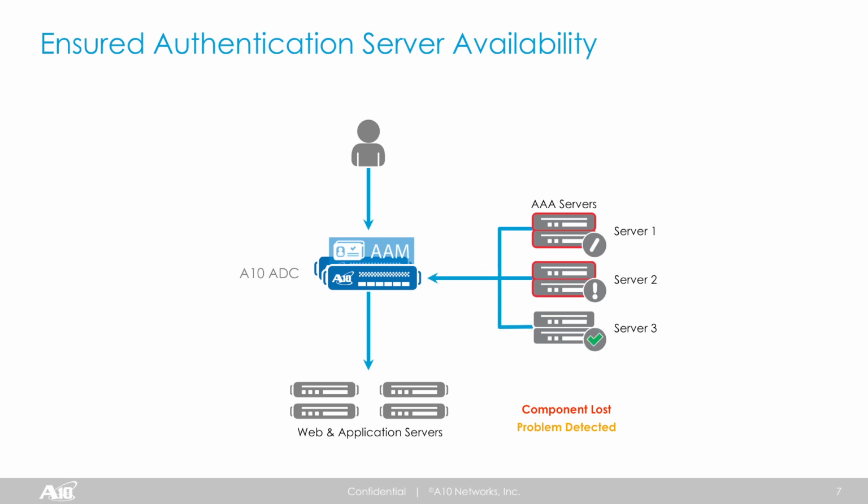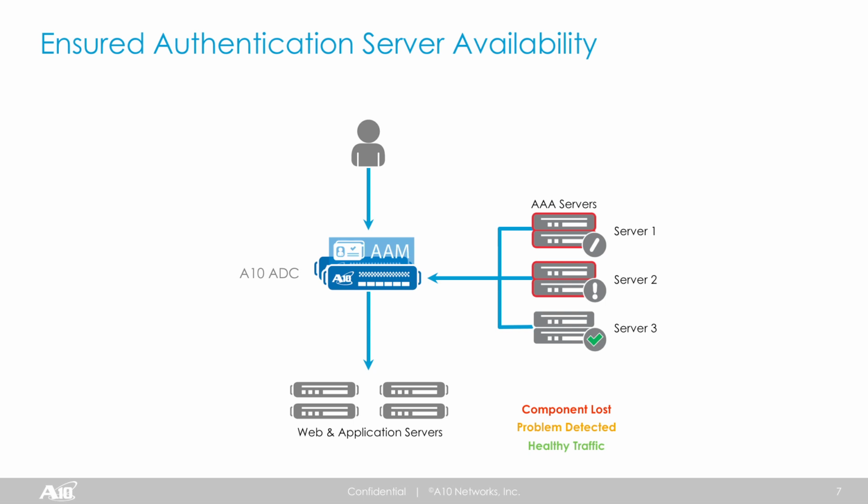ADC is saying, okay, what AAA server, or even also what web application servers, are having any issues? Well, you see in the first case here, the component was lost to server 1. That can mean server 1 is really hosed, or it can mean the link to server 1 is down. So irrespective, you didn't get anything back. So the ADC knows, don't send any authentication requests over to server 1. Forget about that one.